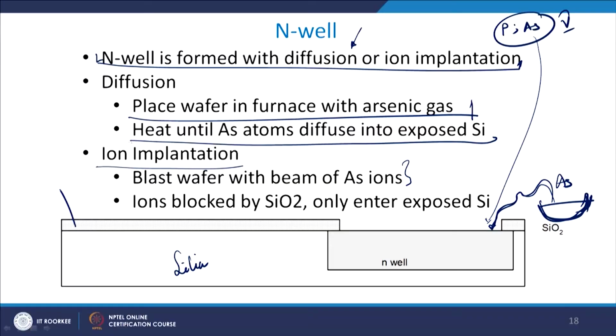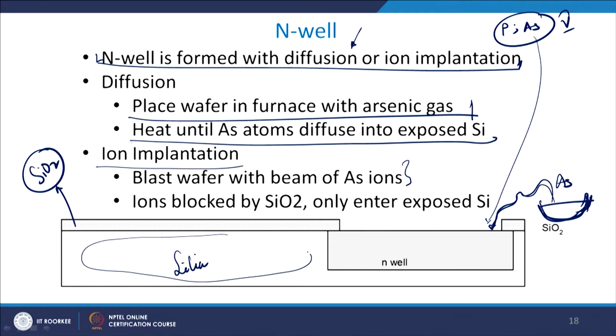Now you can understand why this silicon dioxide is important. This silicon dioxide does not allow these arsenic or phosphorus atoms to enter in these regions. So, this region is devoid of those group 5 materials, whereas this region has a large amount of group 5 material, and therefore your N type well is formed, right.